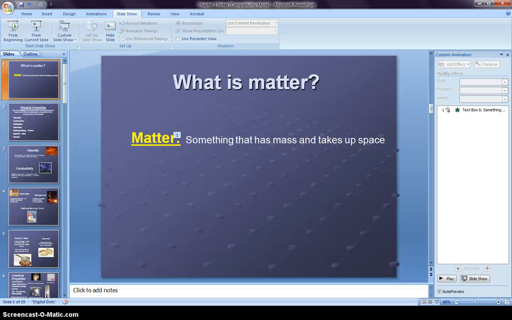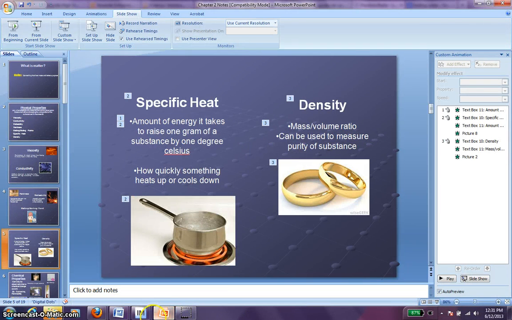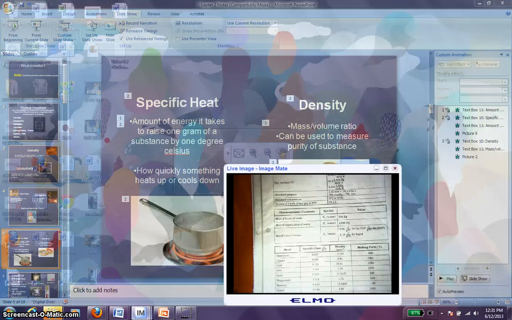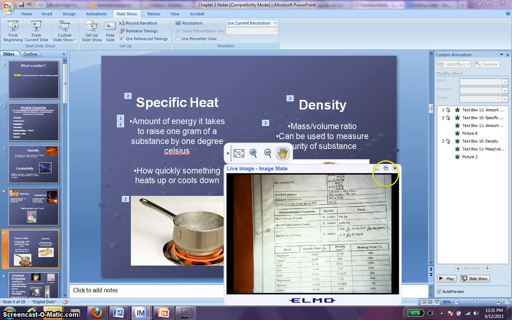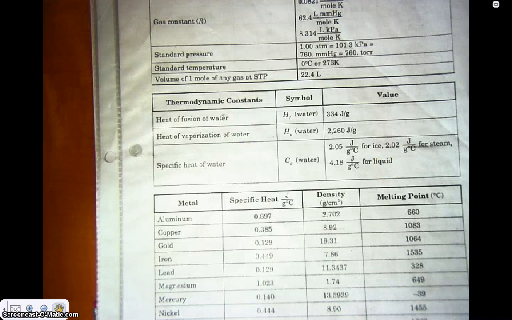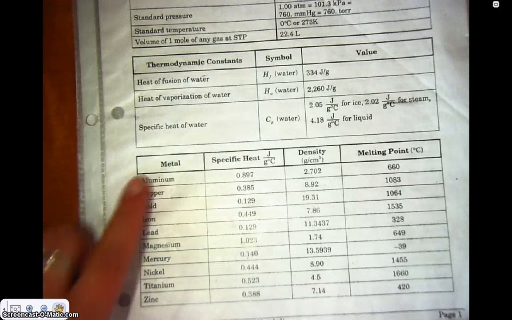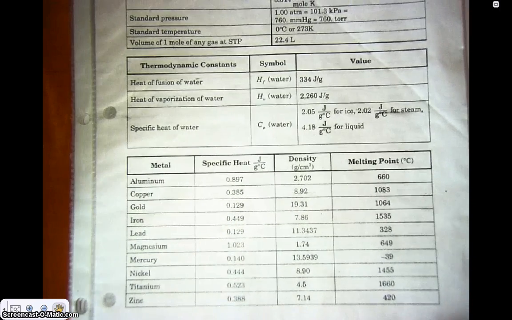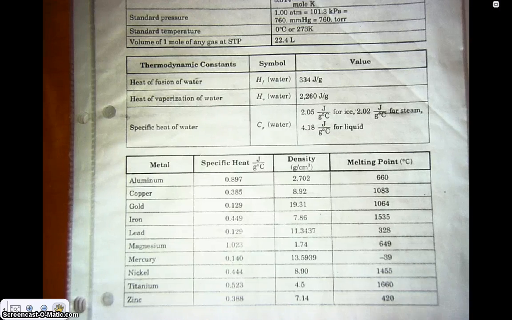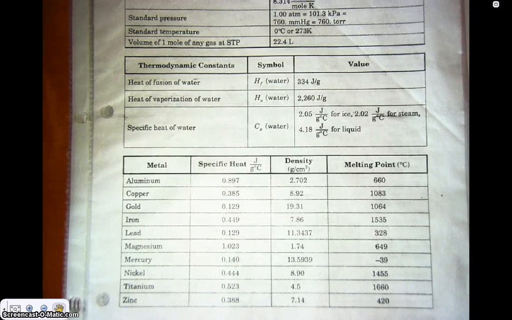All right. One quick thing that I just want to show you before I end this video is on your reference table. On the very front of your reference tables, it's important to note that there are some common metals listed and some of their physical properties. We've got specific heat, density, and melting point. Using these physical properties, we can actually identify an unknown substance. So just keep in mind that you have that at your fingertips.